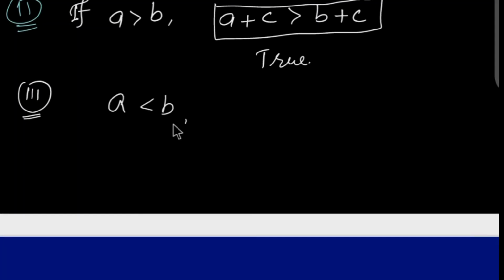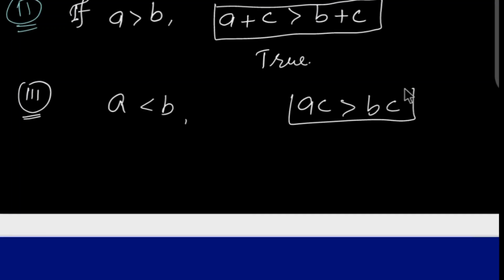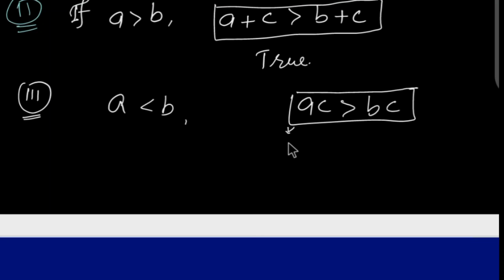So let's set for a statement here. If a less than b, then AC greater than BC. Okay. So what is that statement? You just reply what should be this. Okay, I am going to tell you what should be the answer of this.